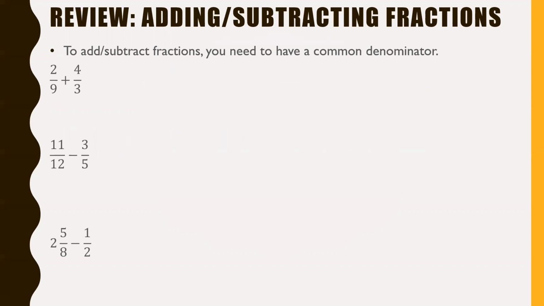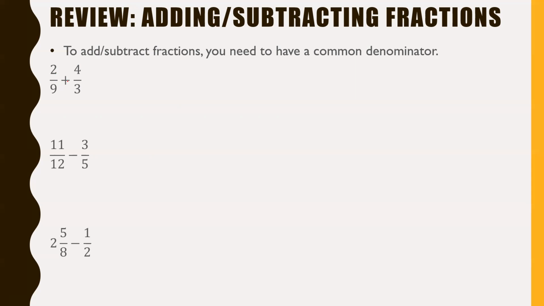So first of all, some review of adding and subtracting fractions. Just a reminder, to add and subtract fractions, you need to have a common denominator. To get a common denominator, you look at the denominators and ask, which one do I have to change, or do I have to change both of them, to make it look like the other one? To change a fraction with a denominator, you multiply the top and the bottom of the fraction by the same number. Easier to see with an example.